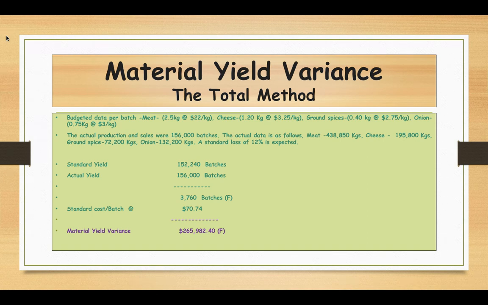So if we cross-check our workings, our yield variance is $265,982.40 favorable, plus our mix variance, which we have calculated before, $116,950 adverse. If you add them together, you will get $149,032.40 favorable. There is a difference of 90 cents, which is due to the rounding up error. So our calculation is perfect.